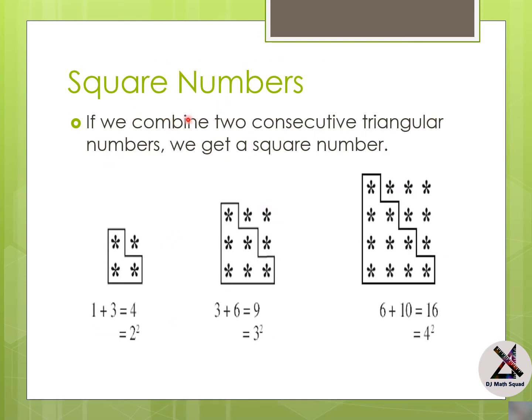Next is the square numbers. If we combine two consecutive triangular numbers, we get a square number. So see here, there is one triangular number 1, another triangular number 3, and if you add them together, this is 4, which is the shape of a square. Similarly, 3 plus 6. 3 is one triangular number, 6 is another triangular number. So number 9 can be represented as a perfect square. Then we are taking 16. 6 is a triangular number, 10 is also a triangular number. You can see in the figure also. And 16 can be represented as a perfect square.